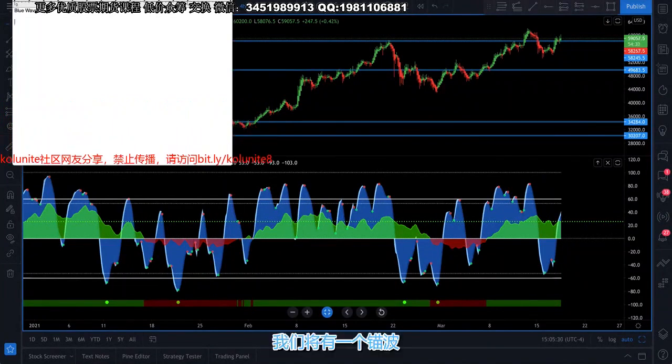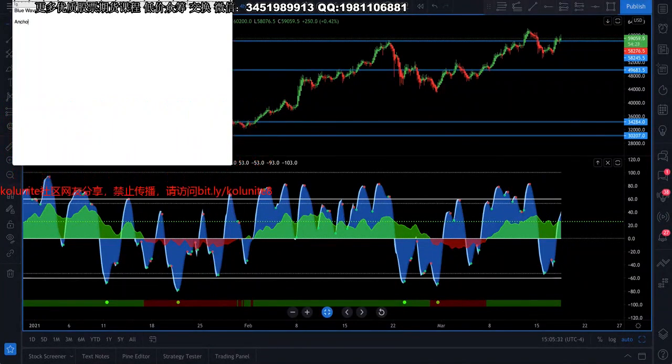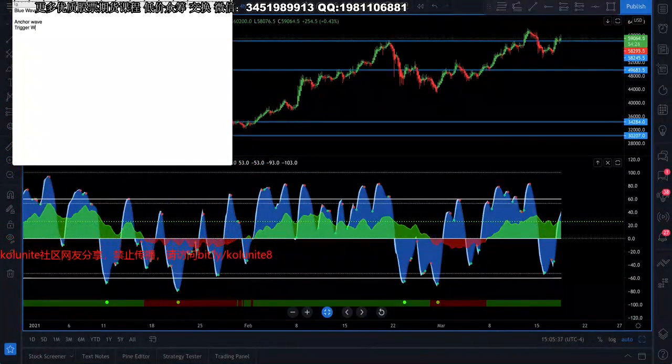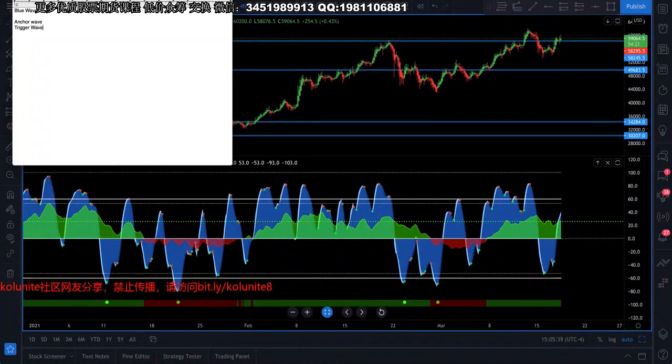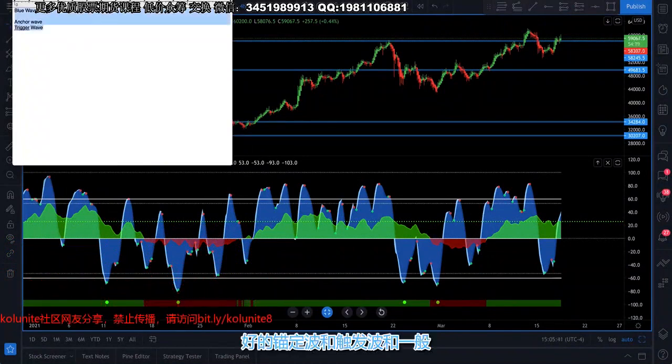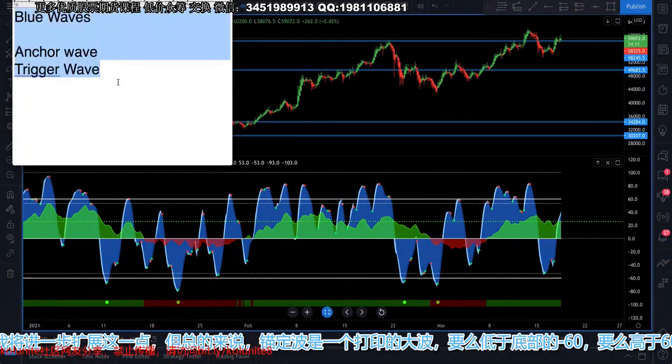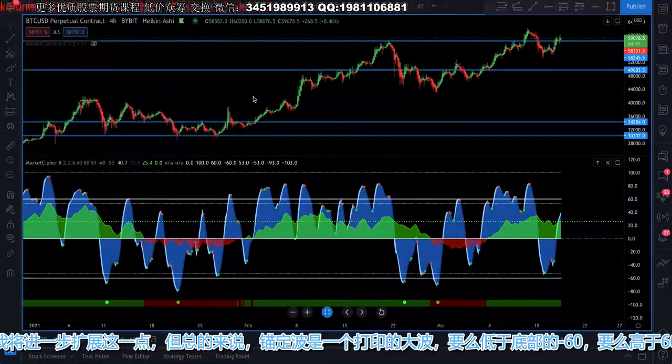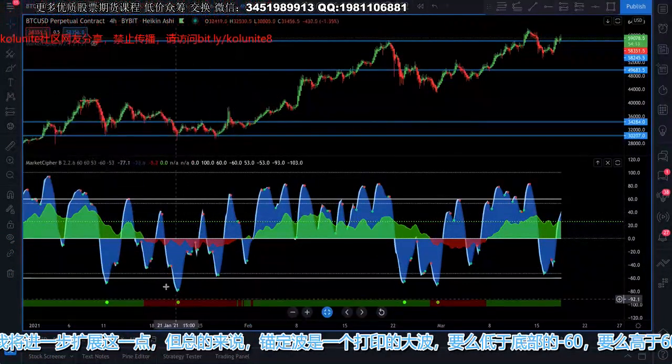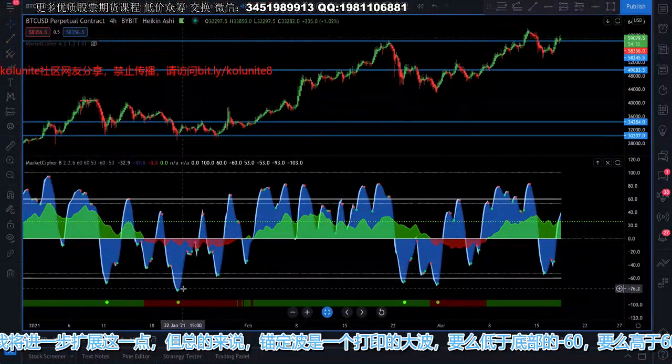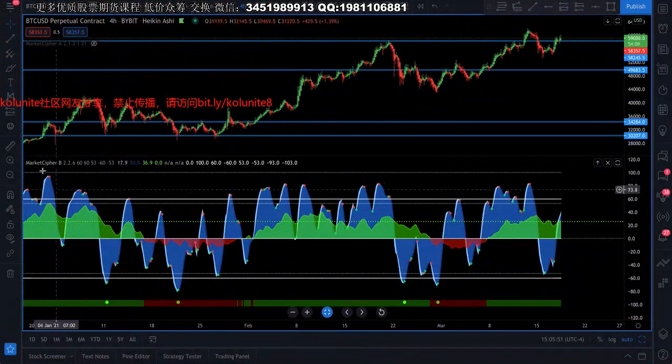We're going to have an anchor wave and a trigger wave. Okay, anchor wave and trigger wave. And in general, I'm going to expound on this more, but in general, an anchor wave is a large wave that prints either below the negative 60 on the bottom or above the 60 on the top.